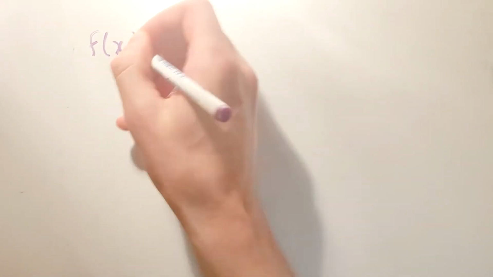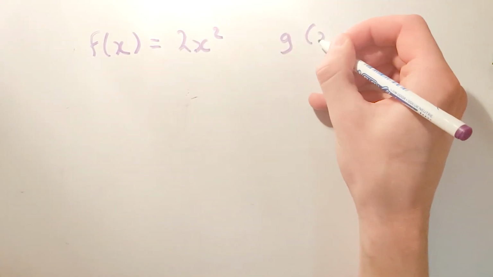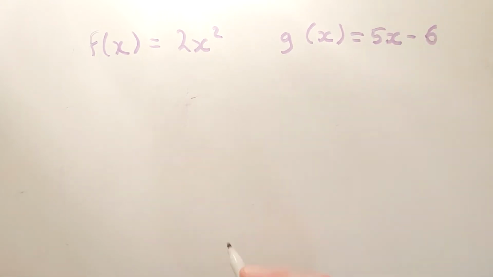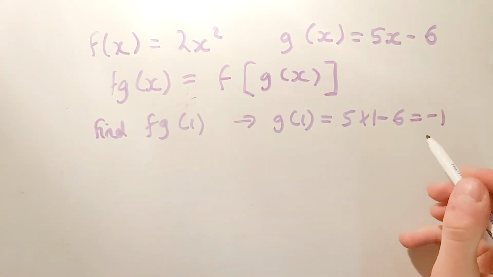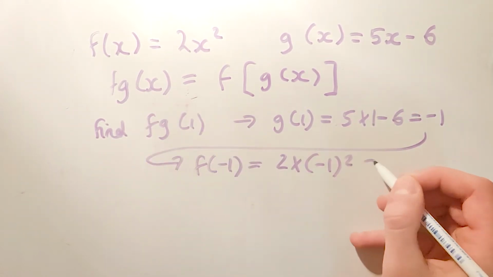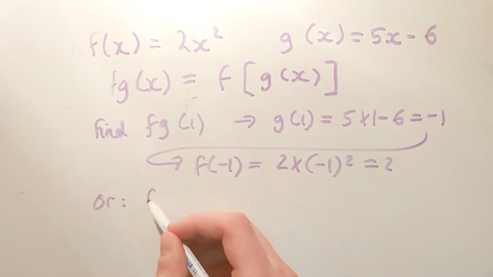Now, let's look at composite functions. fg of x represents working out g of x and then f of the answer. As an example, let's work out fg of 1. First, work out g of 1 by substituting in. This is minus 1, so we find out f of minus 1, which gives 2.